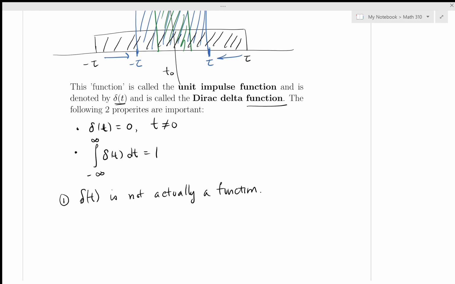This is an important tool. Let me just make note of that. It's an important tool in applied math and engineering.